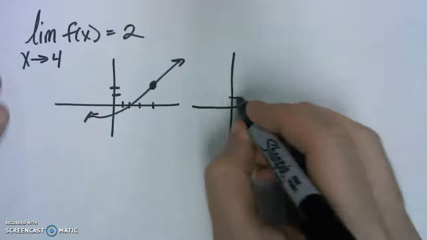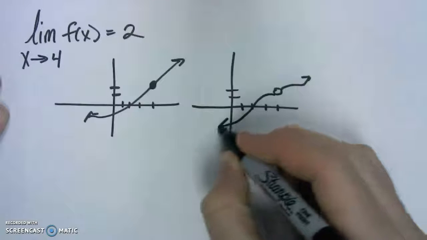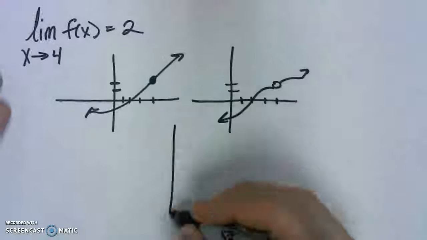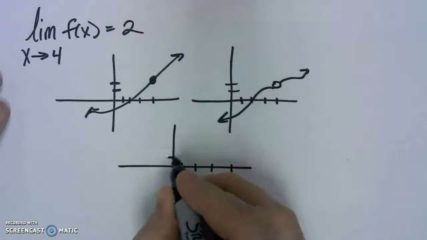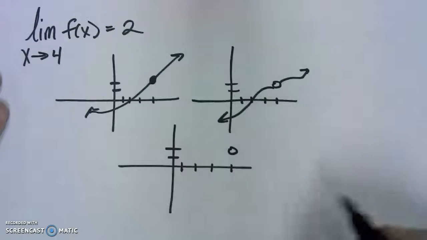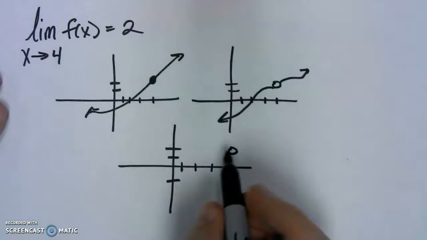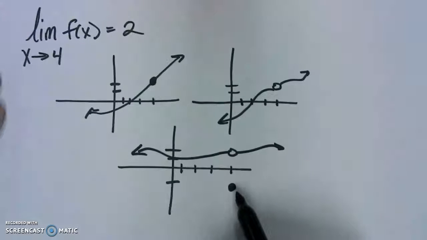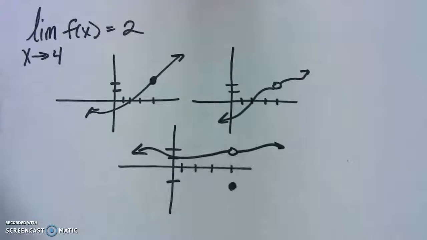So we could go 4, 2, and there could be a hole there. That still has a limit. What about if we go 1, 2, 3, 4, up 1, 2, and there's a hole, but possibly the point moved somewhere else. So this still has a limit of 2. Even though the y value is at -1, the limit is still 2 because both the left and the right side are approaching +2. So there are three graphs.